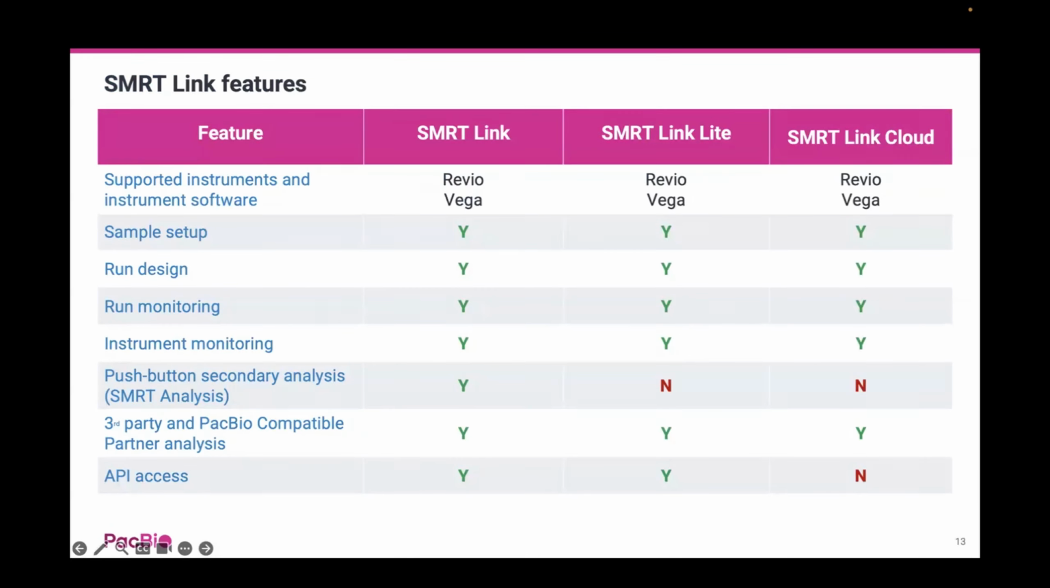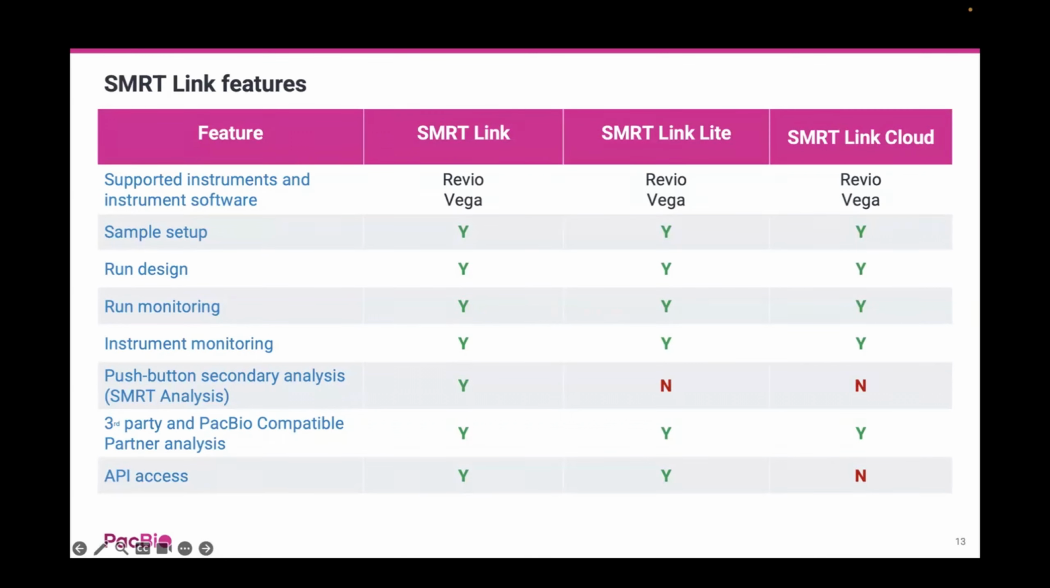To review, SmartLink comes in three flavors. There's SmartLink, sometimes referred to as SmartLink on-prem or on-premises, SmartLink Lite, and SmartLink Cloud. SmartLink on-prem and SmartLink Lite both require local compute setup, while PacBio SmartLink Cloud comes ready to use with the purchase of a Revio or Vega sequencer.